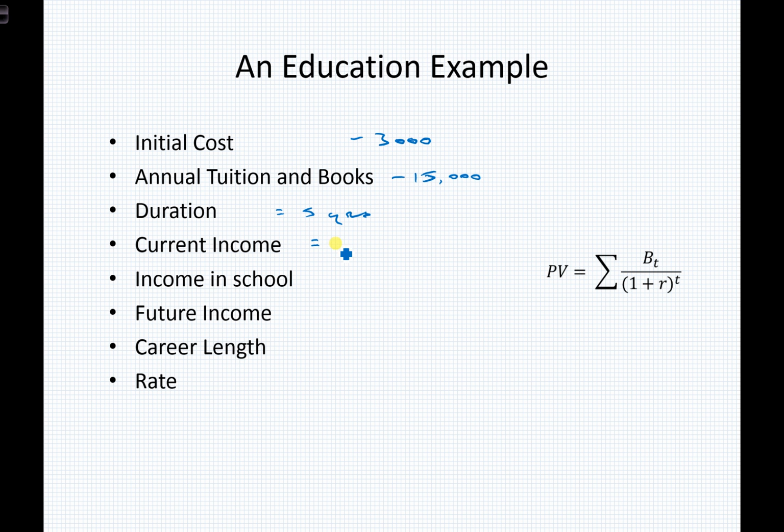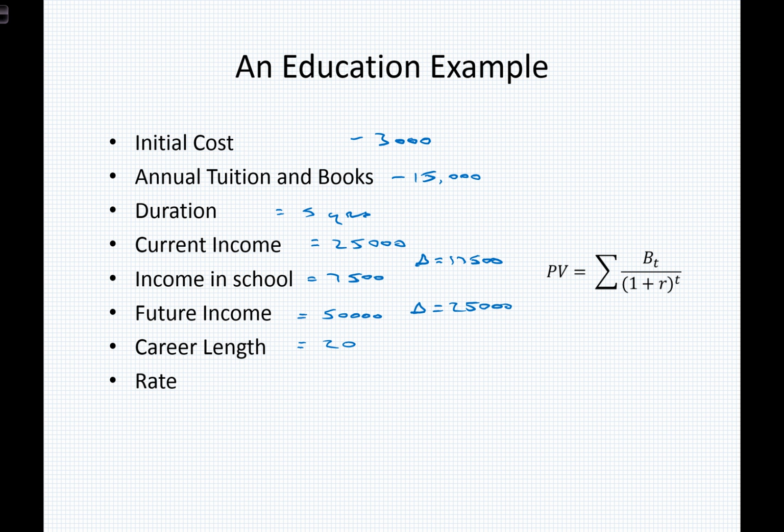My current income, I said, was $25,000. My income while I'm in school is only $7,500, so the difference there, the change, is equal to $17,500. My future income I expect to be $50,000. So that change is equal to $25,000 over and above my current income. And I expect my career to last 20 years. So I'm going to have a total of 25 years, the 5 years of education experience, the 20 years of career length.